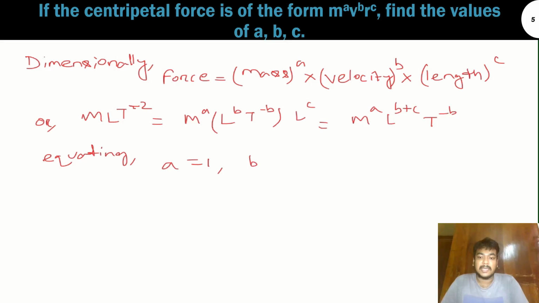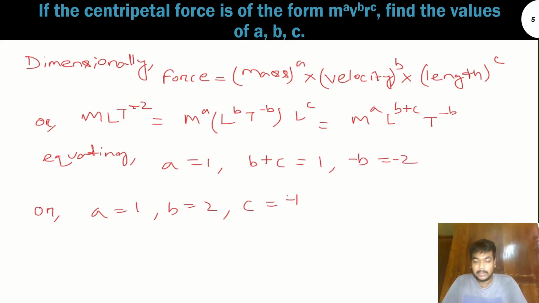As I have discussed in the previous lecture, we can equate this equation now. Equating this, we will get a is equal to 1, b plus c is equal to 1, and minus b is equal to minus 2. Sorry, minus b is equal to minus 2, or a is equal to 1, b is equal to 2, and c is equal to minus 1, or F is equal to m v square by r. So finally we got the values of a, b and c. This is how we can solve our problems.